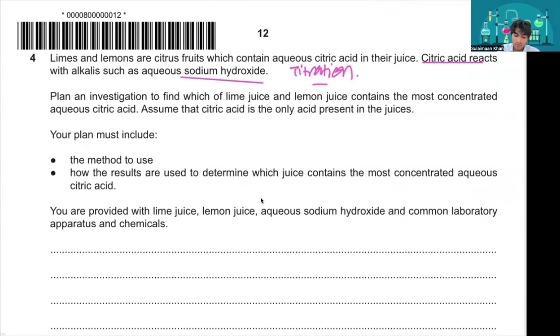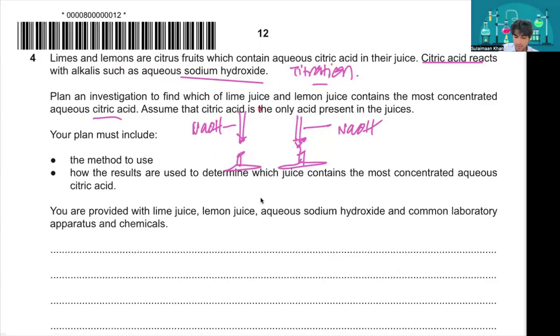You want to figure out which of these two solutions has the more concentrated aqueous citric acid, right? So I'll pour the citric acid in the conical flask, and obviously the sodium hydroxide is going to be in the burette. And same, you have to have burette, pipette, citric lemon juice here.